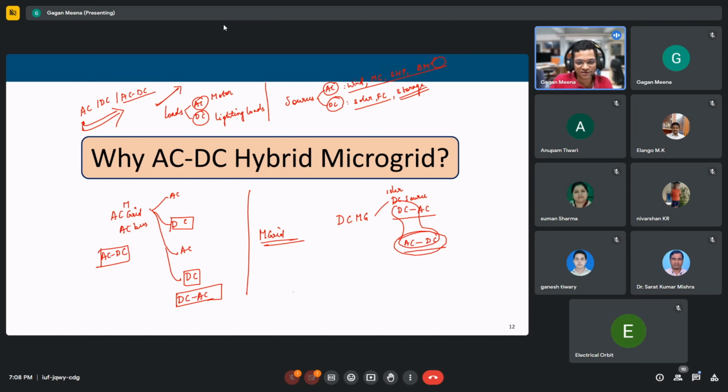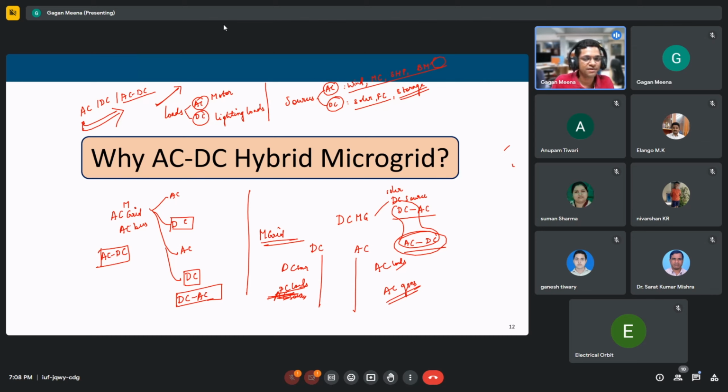But suppose we have this DC grid and this AC grid, with only DC sources and DC loads on the DC side, and only AC loads and AC generators on the AC side. Then no conversion is needed.